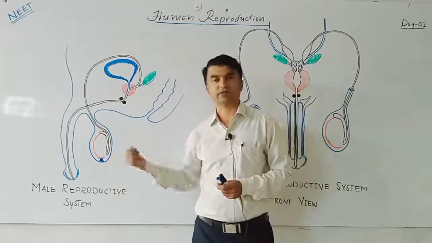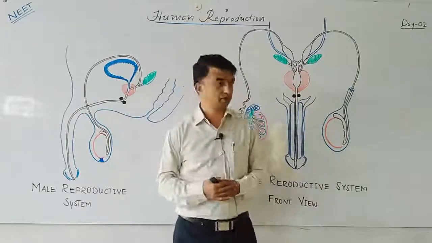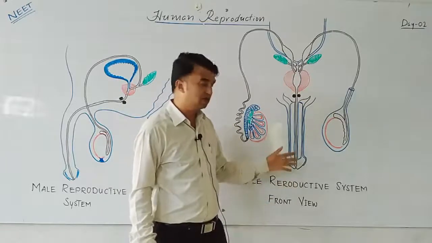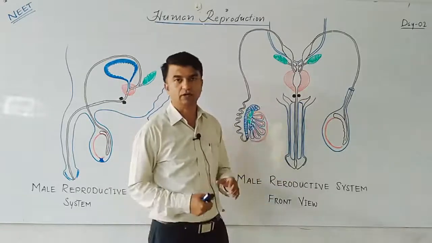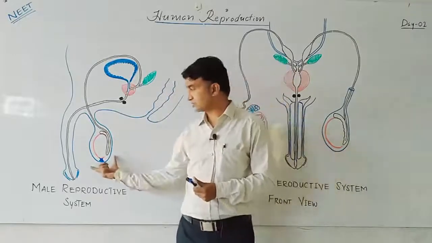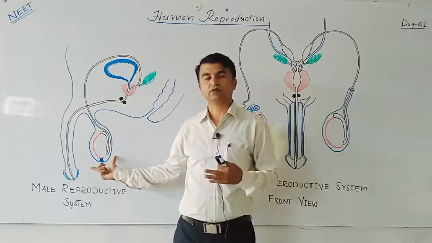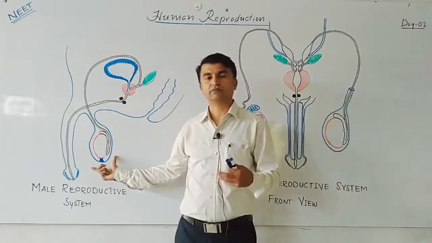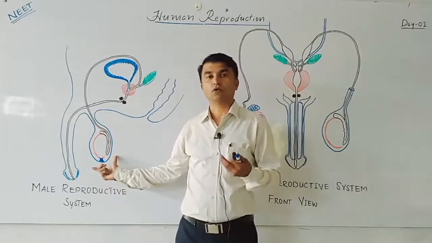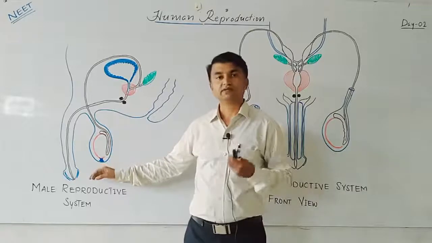This is the male reproductive system, a sectional view, and this is the same male reproductive system from the front view. In the last class we covered this figure. So this is the scrotum. It is a fibromuscular sac present from the lower abdominal wall, in the groin area between the thighs. It is a sac-like structure.